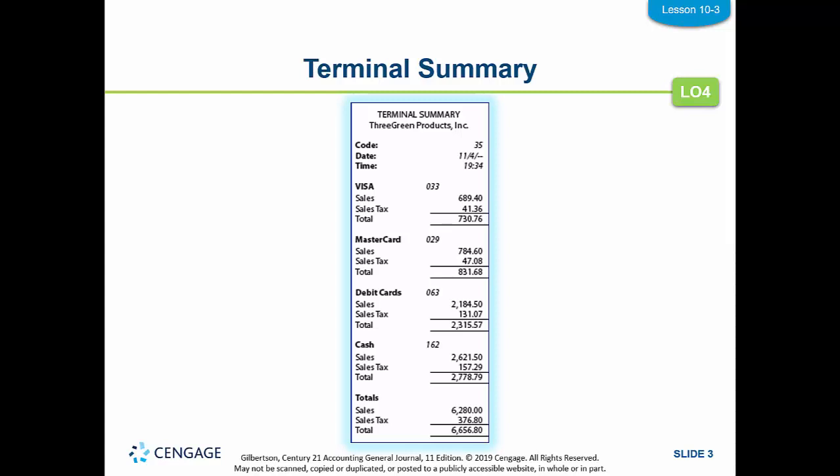So basically, when we look at this, you can see that our terminal summary breaks down our sales into a couple different categories. We have our cash sales here. So total amount of cash sales is $2,621.50. Cash sales tax is $157.29, and this is our total cash. So notice how it breaks down our sales tax, and then the total between them.